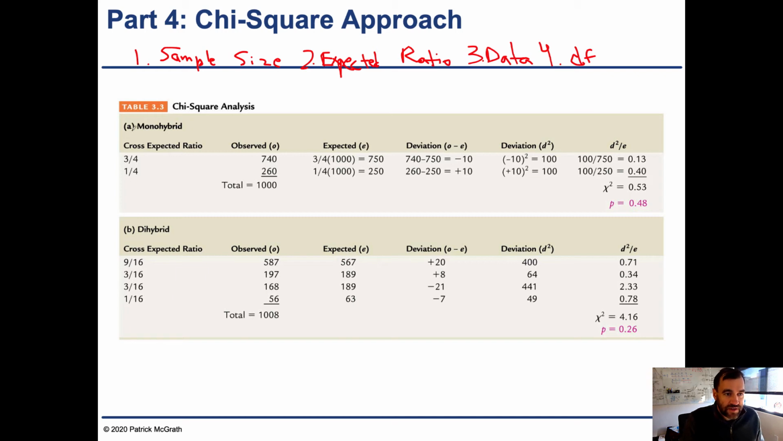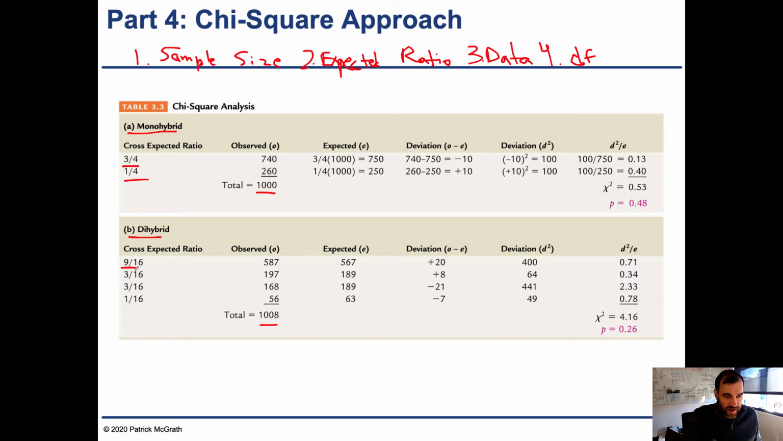Here's an example of a monohybrid cross and a dihybrid cross. In the first case, our sample size is 1,000, and in the second case, our sample size is 1,008. Our expected ratio is listed here. We expect to have a 3-to-1 ratio, so we expect 3/4 of the progeny to have the dominant phenotype and 1/4 to have the recessive phenotype.